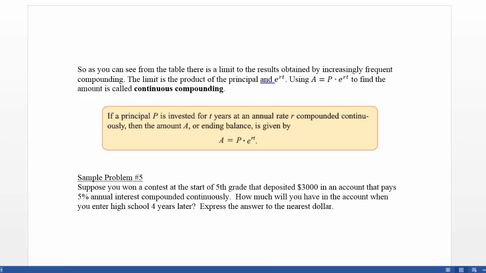Whenever you read a problem like sample problem number 5, you want to be very aware of whether it's asking you to compound monthly, daily, annually, or continuously. Once you see continuously, you'll know that you need to move to a different formula. So go ahead and try sample problem number 5 right now. This is something that you should be able to do pretty comfortably, and we'll look at that in just a second.